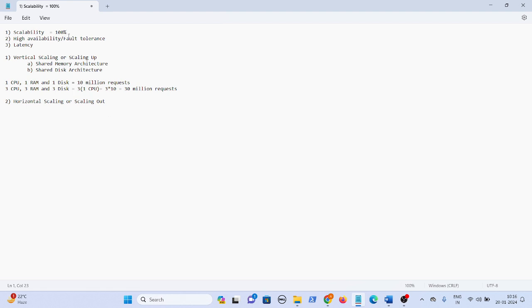Let's see fault tolerance. Since we have 3 CPUs, if one of the CPUs goes down, we can swap the CPUs, RAMs or disks, so that we can make our application available to our users 24/7.